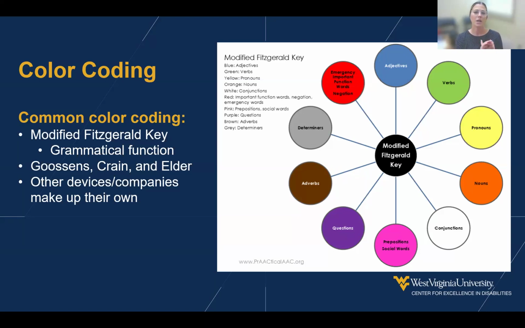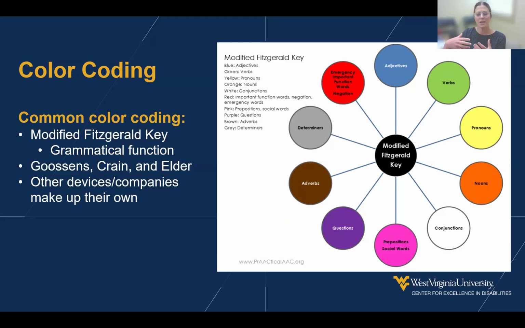There are two very common color coding keys that we use. There's the modified Fitzgerald key, which you'll see on the right here in the picture. And the colors represent a grammatical function. And so whenever you see a symbol that is outlined with the color blue, that would be an adjective. If it's outlined with green, it's a verb. If it's outlined with yellow, it's a pronoun. Outlined with orange, it's a noun, and so on. So there's a reason that those are color coded.